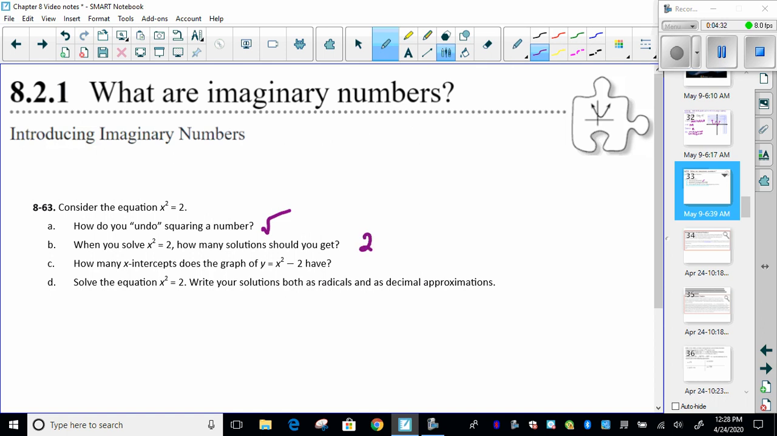There are 2. How many x-intercepts would it have? Think about the graph. If I sketch the graph, it's a quadratic shifted down 2 units. So how many x-intercepts are there? There's 2 as well. So would you please go ahead and finish solving that and write your actual answers out?